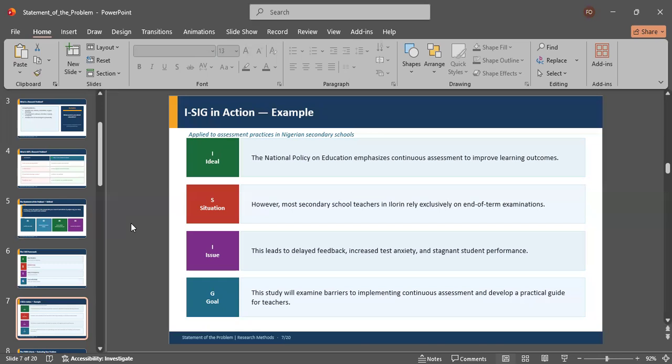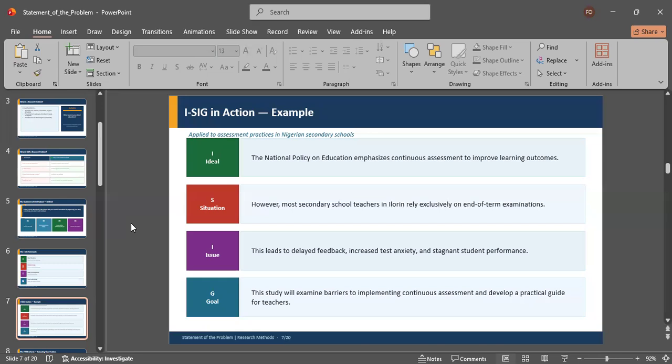But teachers in Ilorin, secondary school teachers, that's why this thing is more difficult. You can see, secondary school teachers in Ilorin, not just all the teachers. Secondary school teachers rely exclusively on end of term. So they are just assessing students once in the whole term. That's the problem. That's what's currently happening. And of course, we all know what will happen. You will not know who is doing well, who is not doing well until term ends.